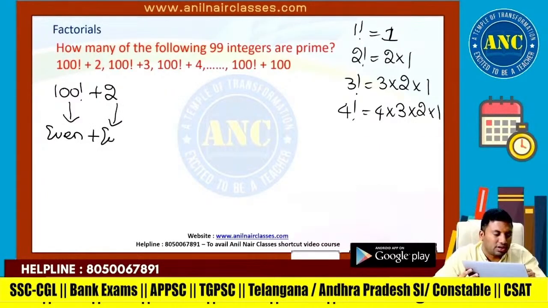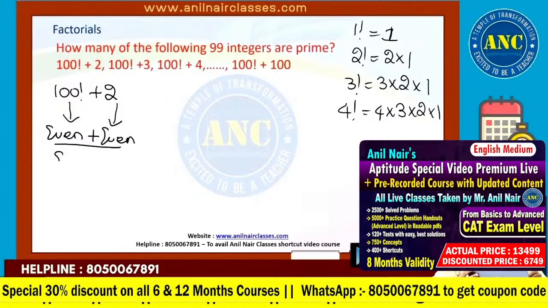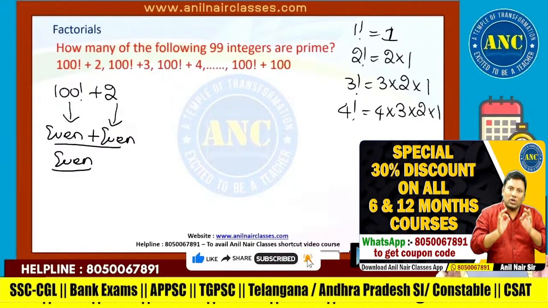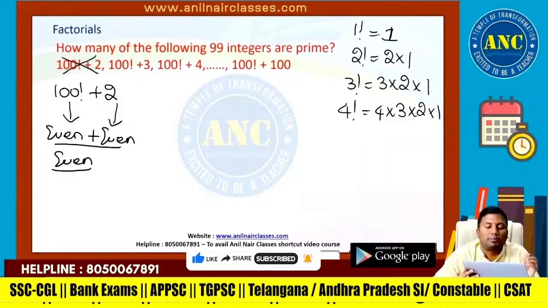2 is also an even number. Even number plus even number is an even number. There is no even number other than 2 which is a prime number. So the first one is not a prime number.